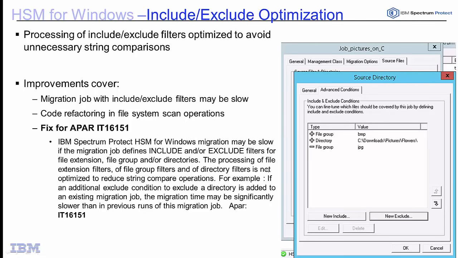We've also updated our include and excludes for the HSM for Windows so that when we're going through and processing the include-exclude filters, we get rid of any unnecessary string comparisons. The migration job with include-exclude filters previously might have been slow, and so we've gone through and recoded how we scan the file system. We've done some code refactoring to optimize the way we scan the file system.